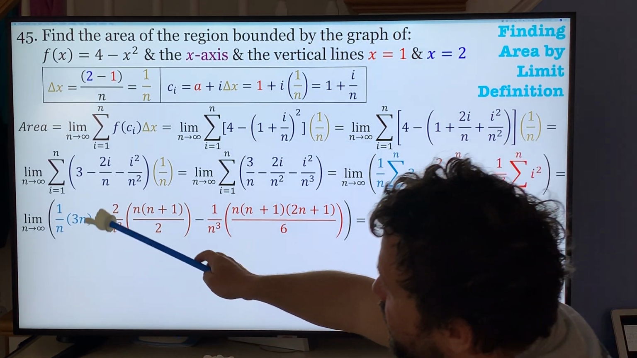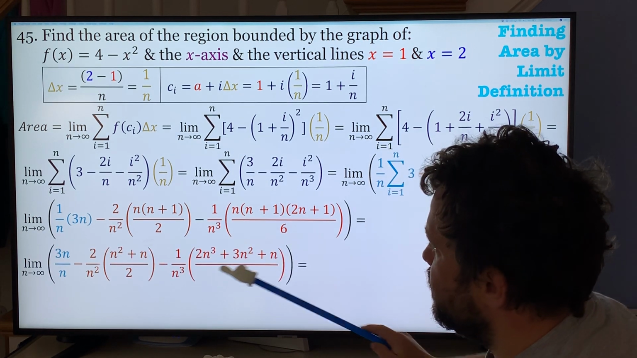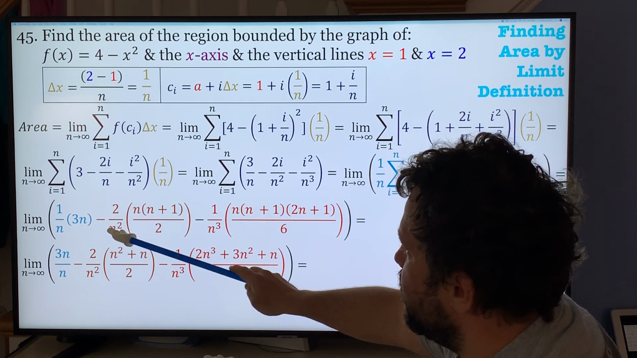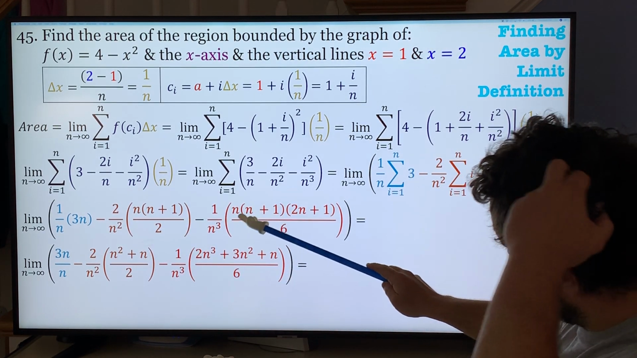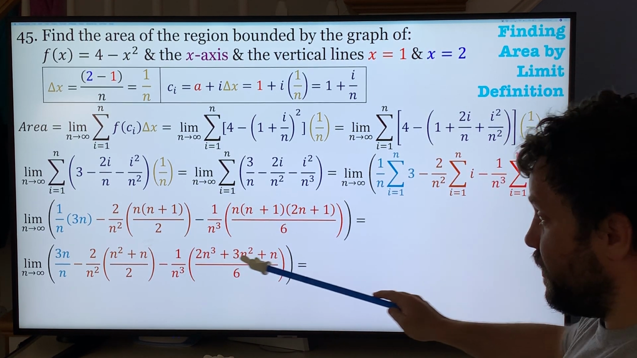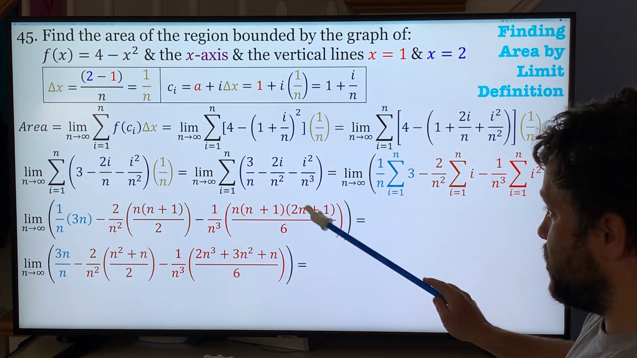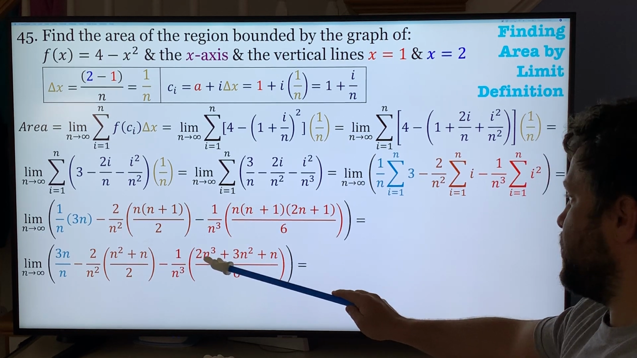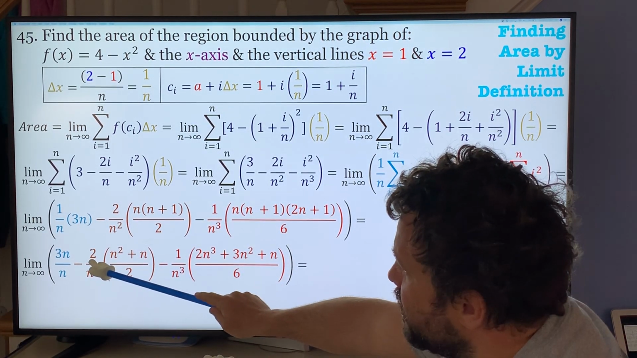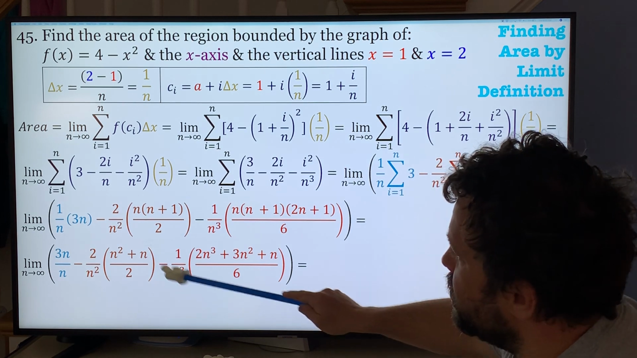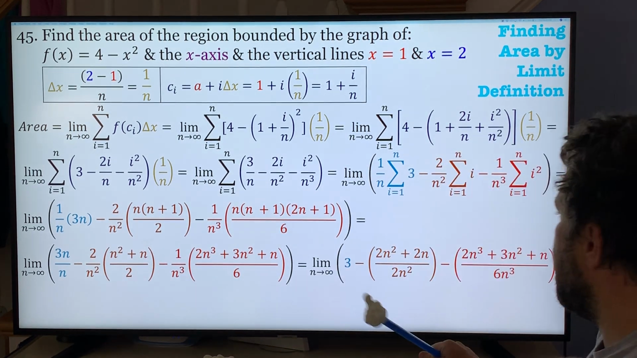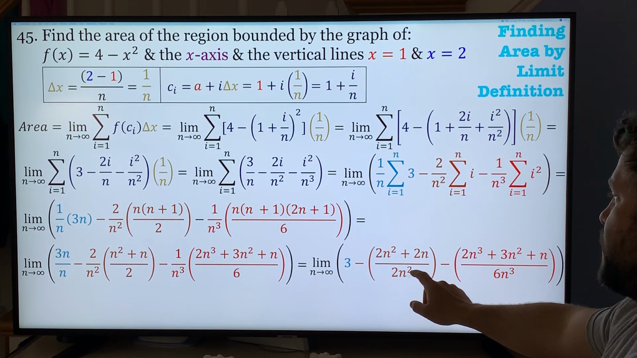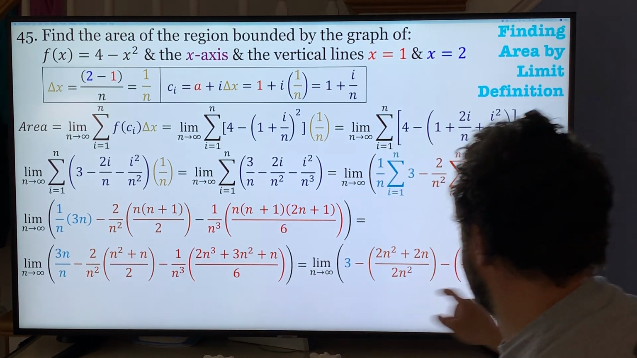This becomes 3n over n. This is n squared plus n over n squared times 2. This right here becomes, when we expanded this before, we got 2n cubed. So this is 2n squared plus 3n plus 1 times n. And this is what you get here. Expand a little bit more. Distribute the 2's, or you can just cancel out the 2's. If I distribute them, you get 2n squared plus 2n over 2n squared. Distribute the n cubed here.